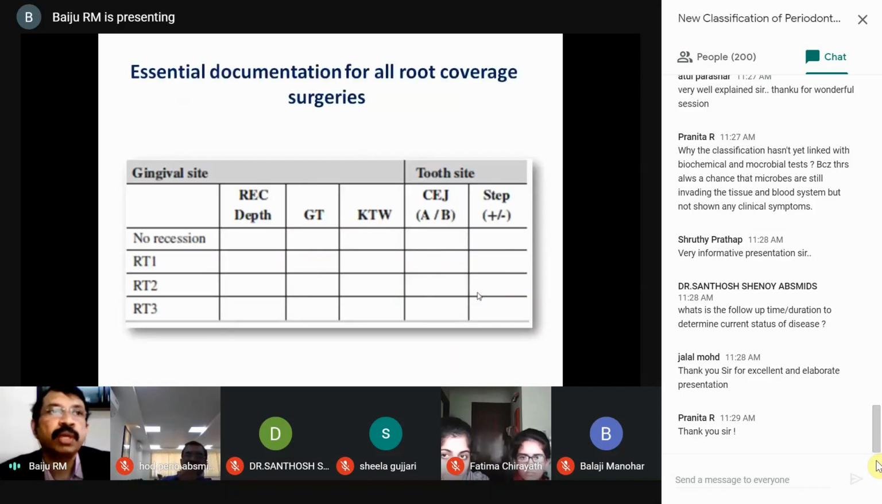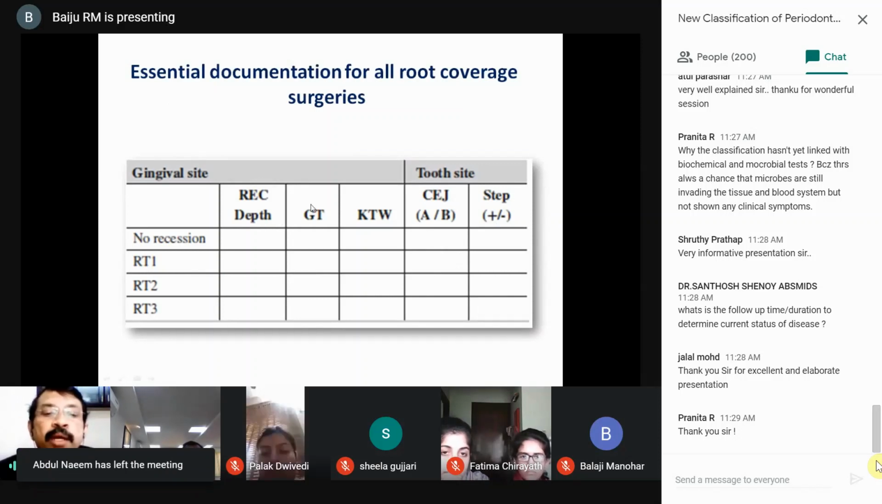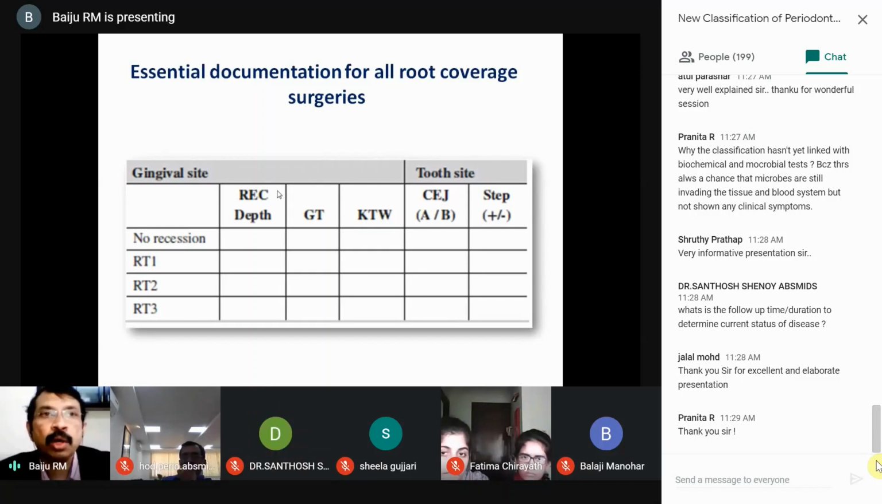This is all about the new classification. And they have provided a beautiful table. This is an essential documentation for all of us who are embarking on root coverage. The table talks about the gingival side, the tooth side, and the recession types, RT1, RT2, RT3.